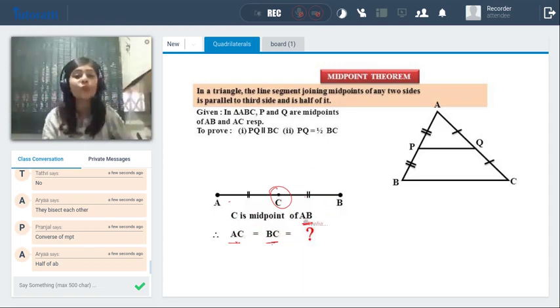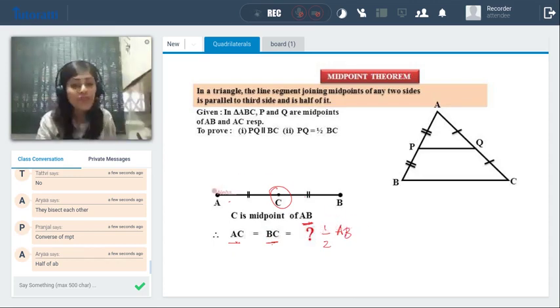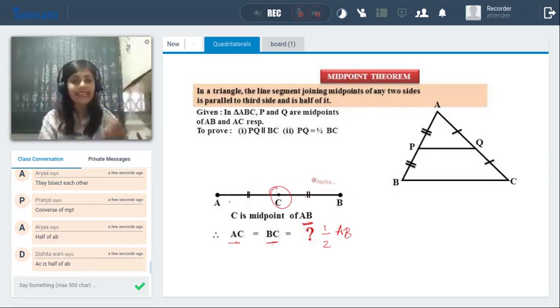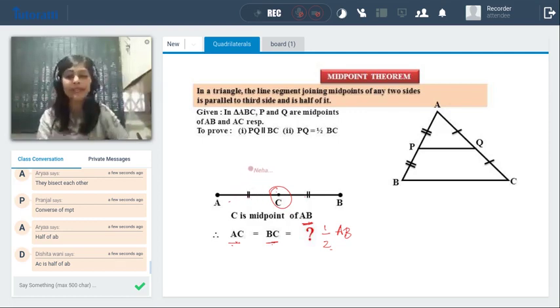Since AC and BC are equal, both are equal to half of AB. That means, if you need one segment to be half of another segment, it needs to be part of that same segment. If AC has to be half of AB, AC has to be a part of AB. So now we are going to have a similar construction. If PQ has to be half of some segment BC, PQ has to be half of a segment of which PQ is a part.